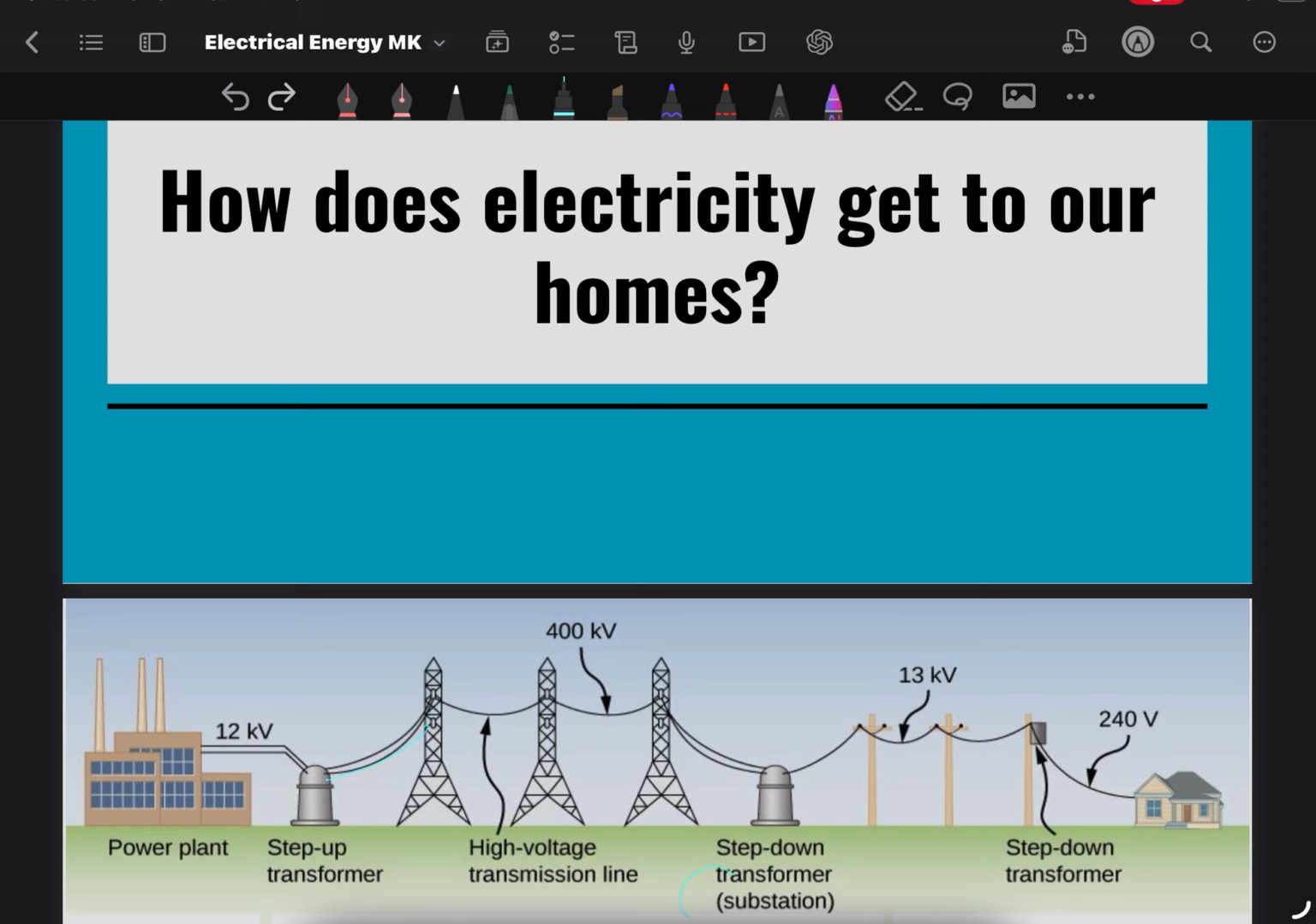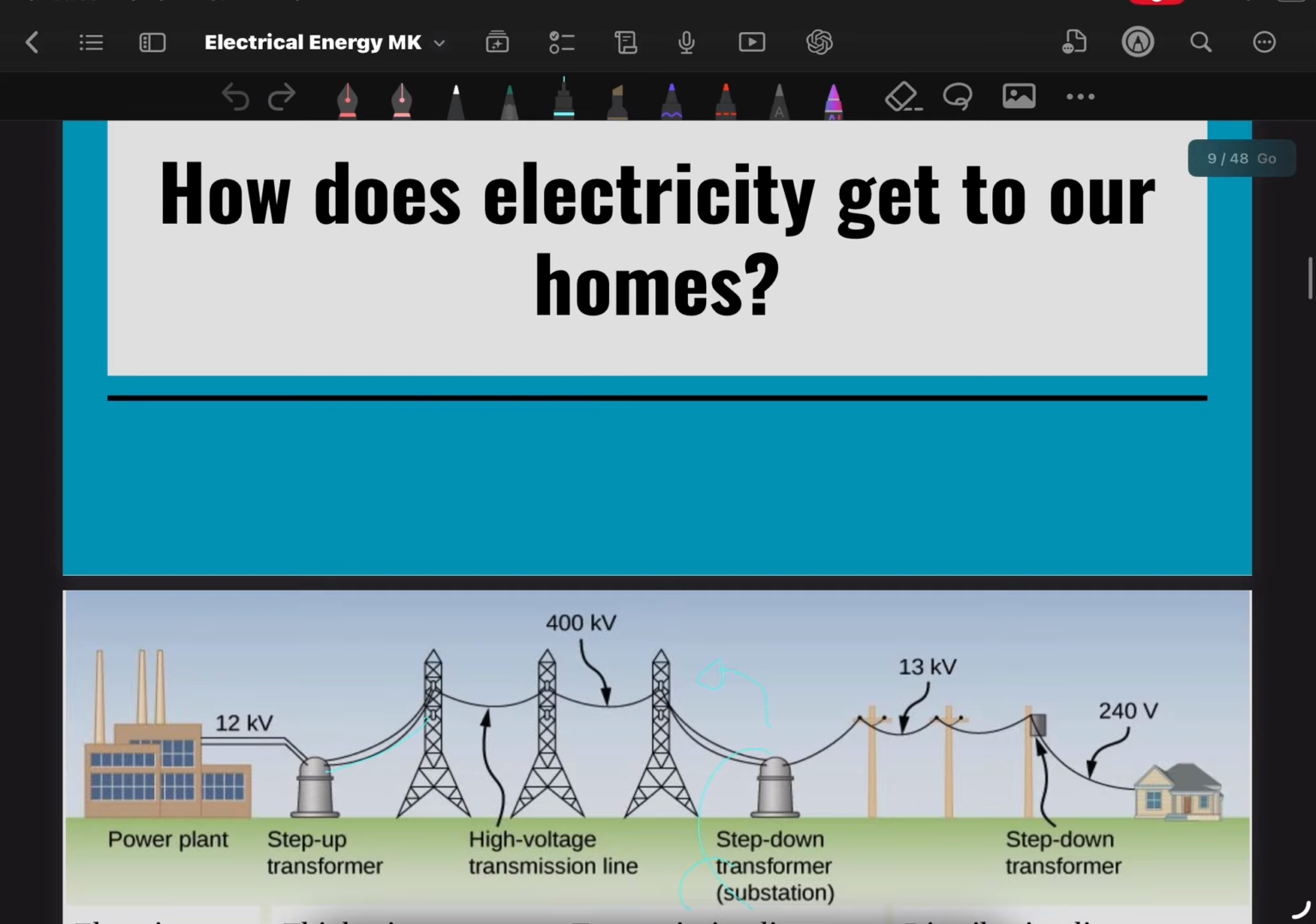And by the way, the decreased voltage is what can be used by malls and factories, not the high voltage transmission lines. Now, from the step-down transformer, it's 12 kilovolts. It goes to the step-down transformers, which then bring it to 240 volts to our homes. And this is basically the distribution lines, which decrease the voltage so it's safe for homes.